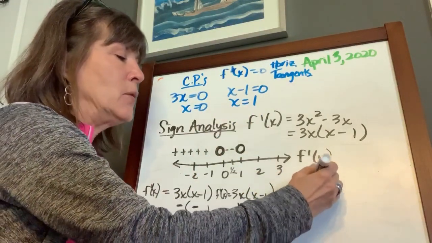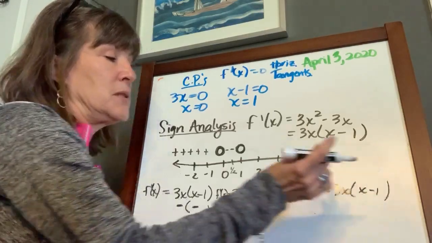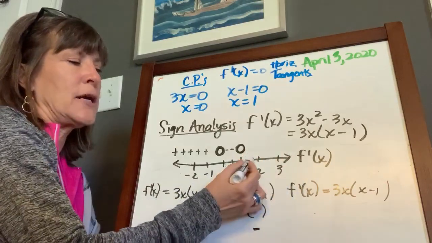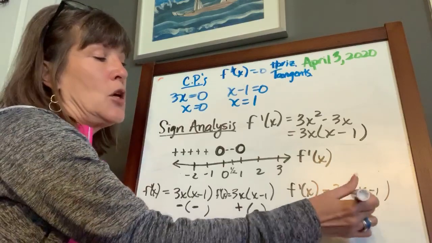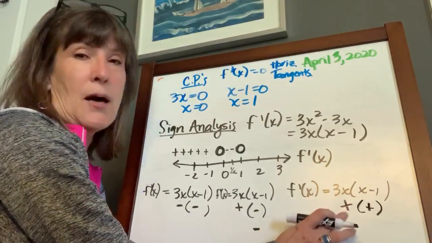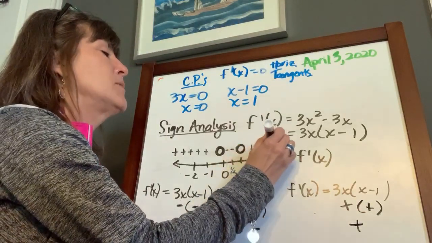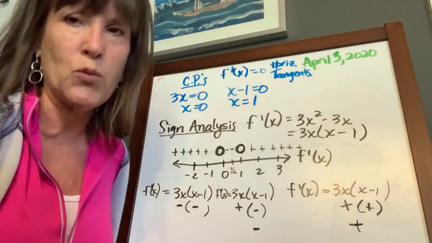Again, I'm evaluating the derivative, and I'm going to use the factored form. It's easiest. I can pick any number I want. Let's just pick a normal number this time. Let's try 2. 3 times 2 is positive. 2 minus 1 is positive. A positive times a positive is positive. That tells me that every number, and you can try and pick some other numbers if you just want to confirm it.